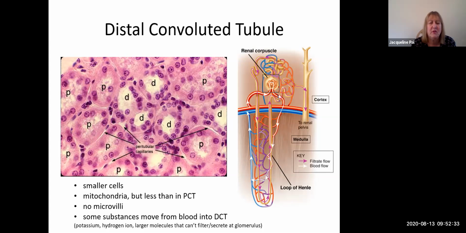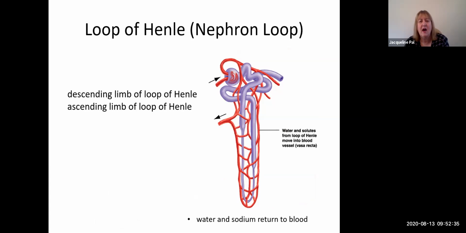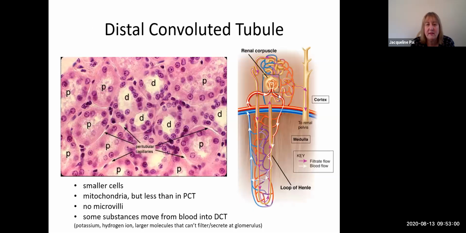Let me go to the previous picture to show you something, just because it's a less complicated picture. If we follow from the glomerulus to the proximal convoluted tubule, down the descending limb of the loop of Henle, up the ascending limb of the loop of Henle, now we're in a convoluted, distal convoluted loop. I want you to notice that the distal convoluted loop always goes to the vascular pole of the renal corpuscle.